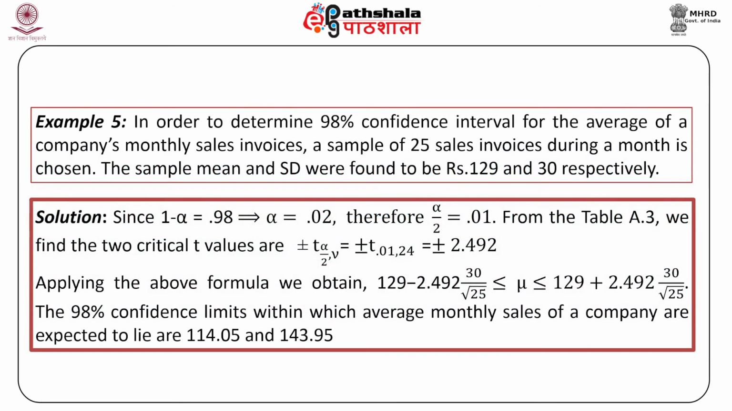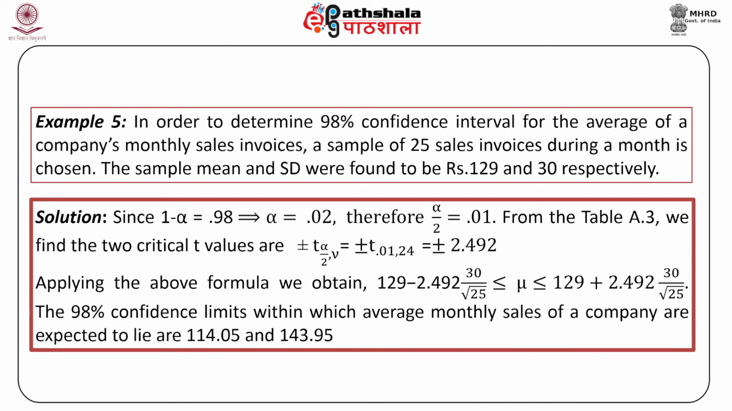Let's take an example to understand this. Suppose in order to determine a 98% confidence interval for the average of a company's monthly sales invoices, a sample of 25 sales invoices during a month is chosen. The sample mean and standard deviation were found to be rupees 129 and 30 respectively, which means the sample mean came out to be rupees 129 and the standard deviation came out to be rupees 30.